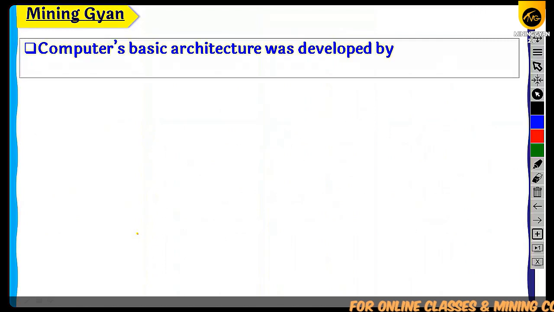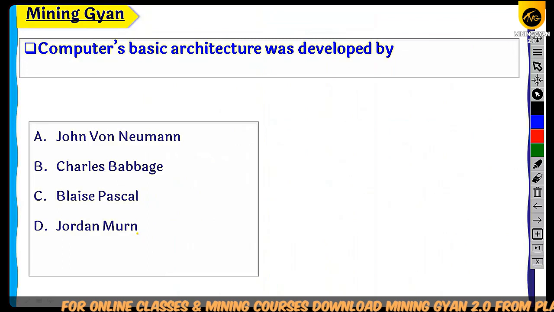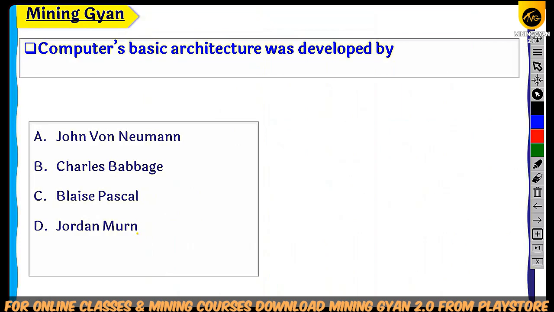Next one: the computer's basic architecture was developed by. Option A is John von Neumann, then Charles Babbage, Blaise Pascal, or Jordan Munn. So basically the architecture initially developed for computers was by John von Neumann. Okay, John von Neumann introduced the first architecture of the computer in 1948. So option A is the correct answer.